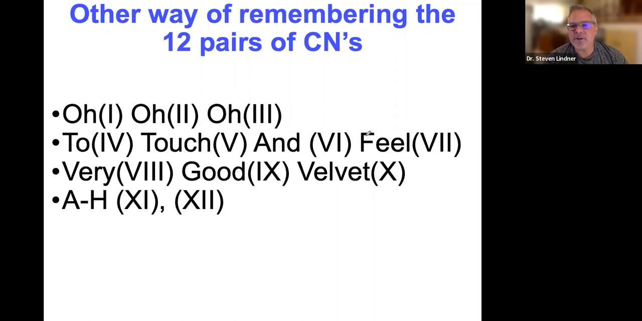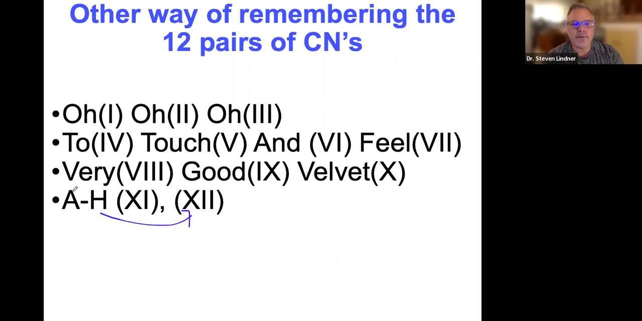7 is facial, very good velvet, 8 is vestibulocochlear, 9 is glossopharyngeal, 10 is vagus, and then 11 and 12, when you say ah, 11 is the accessory or spinal accessory. That's for 11 and 12.